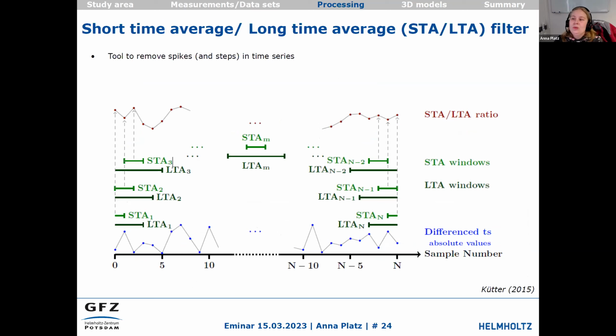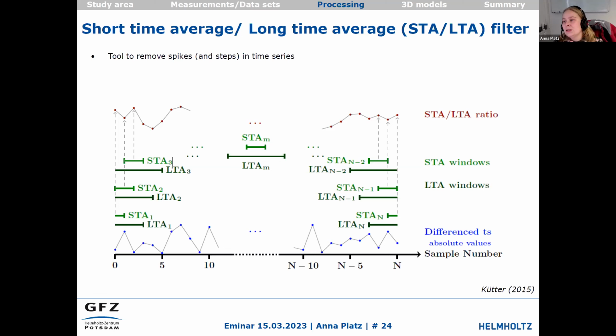Another very important tool which we had to use, especially for the stations in the northern part of our study area, is the short-time average, long-time average filter. This tool was originally implemented by Sissi Kütter in 2015 in EMERALD, and is also explained in her PhD thesis. In general, the main idea is to compare short-time average time windows with long-time average windows to detect spikes or steps in the time series.